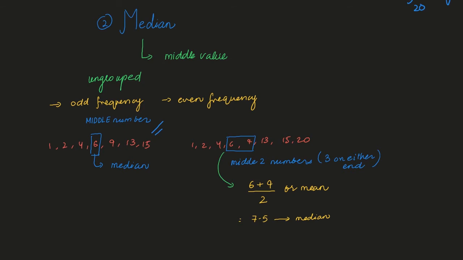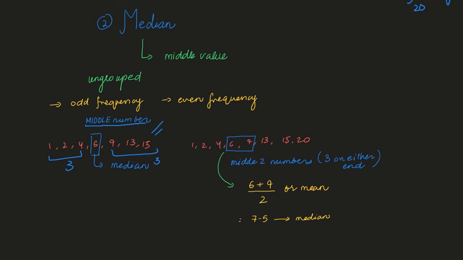So basically, when you have odd frequency, you will choose the middle number or the middle value. So here you can see that the middle value is clearly 6 because there are 3 numbers on this side and 3 numbers on this side. Now if you have an even frequency, you cannot have a solid middle number.